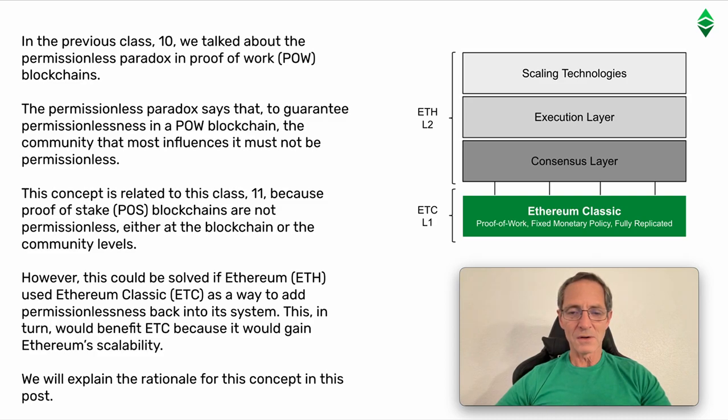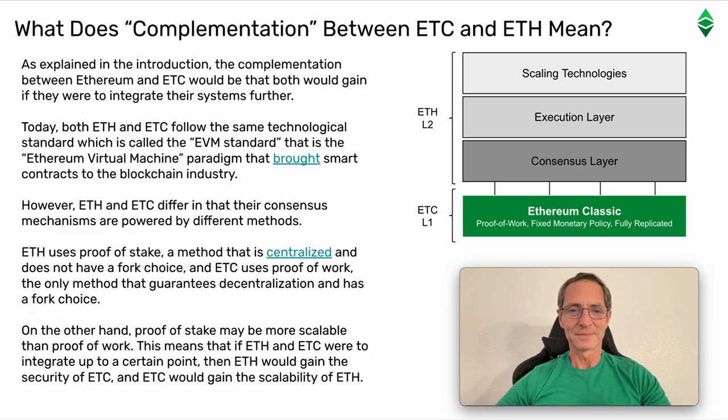However, this could be solved if Ethereum ETH used Ethereum Classic ETC as a way to add permissionlessness back into its system. This, in turn, would benefit ETC because it would gain Ethereum's scalability. We will explain the rationale for this concept in this post.